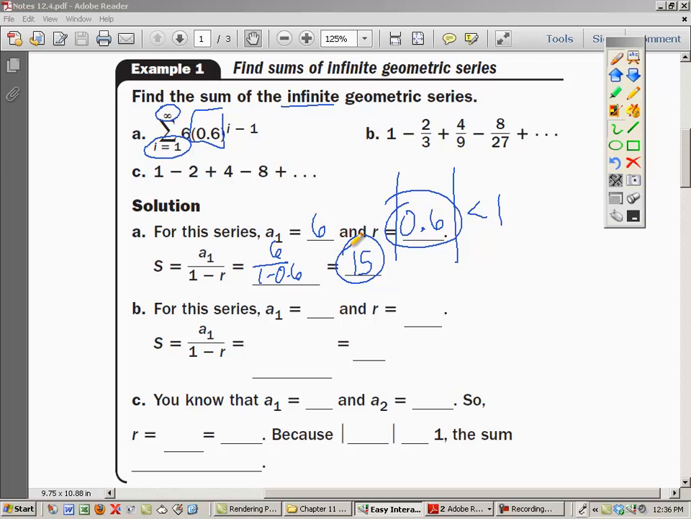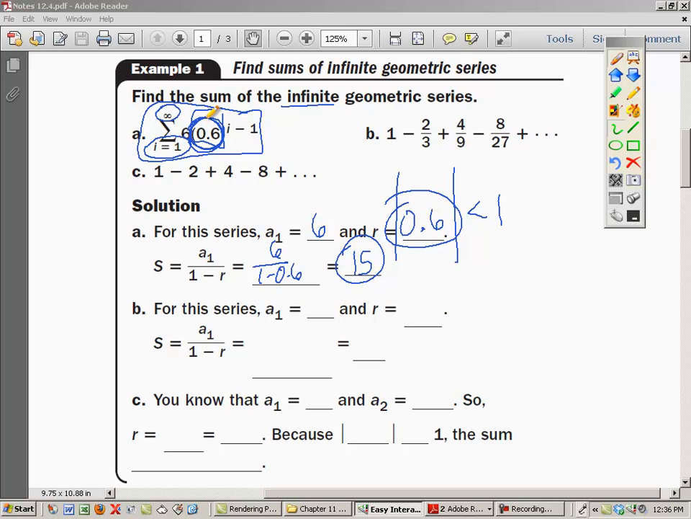And so that says we can add up all of these numbers as we go to infinity. We should be able to add up all of those numbers, and we're going to eventually add up to the number 15, which seems kind of strange. But if I continually take 60% of the previous number, then I'm not getting any bigger. So eventually those numbers will add up to 15.